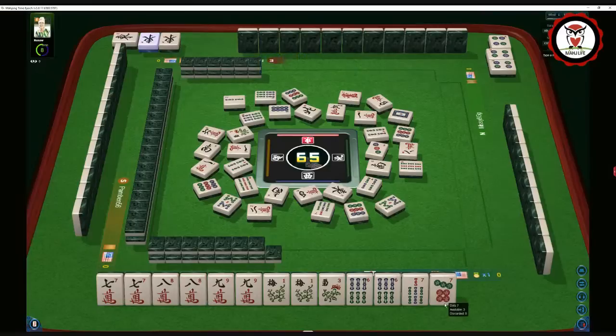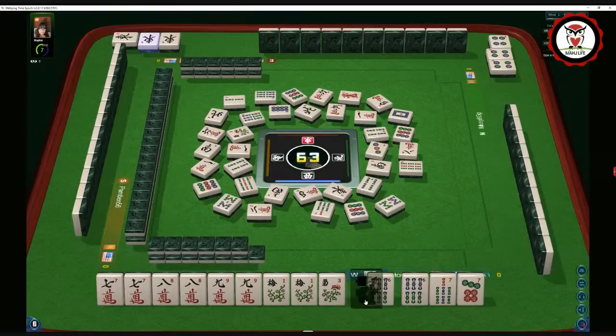Pung. If we get an 8 dot, I would switch to characters, that second hand from the bottom, because there's just one 8 dot out. North wind. 1 bam. There's another flower. Oh my goodness. Okay. 7 dots.